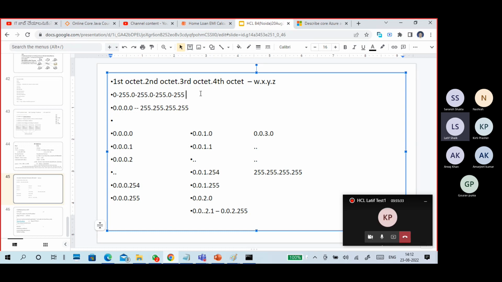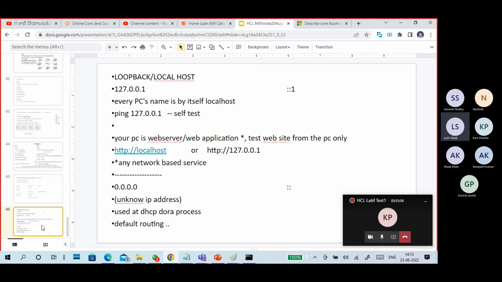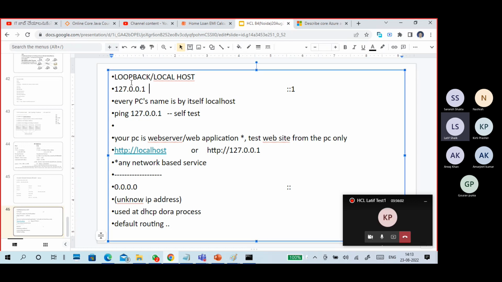So the total IP address range is 0.0.0.0 to 255.255.255.255. Okay, so the starting IP address is 0.0.0.0, then 0.0.0.1, 0.0.0.2. Like that it continues and finally reaches 255.255.255.255.